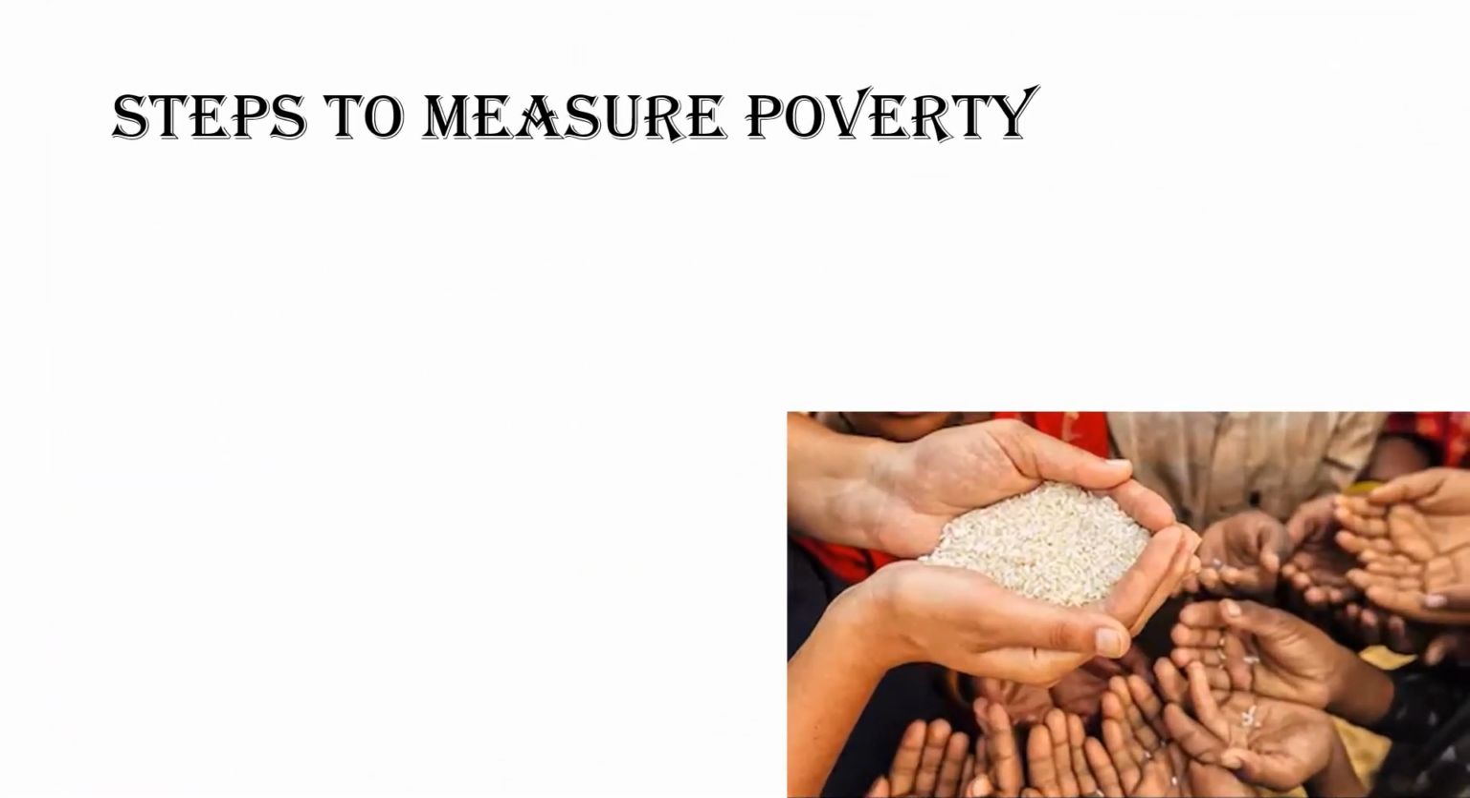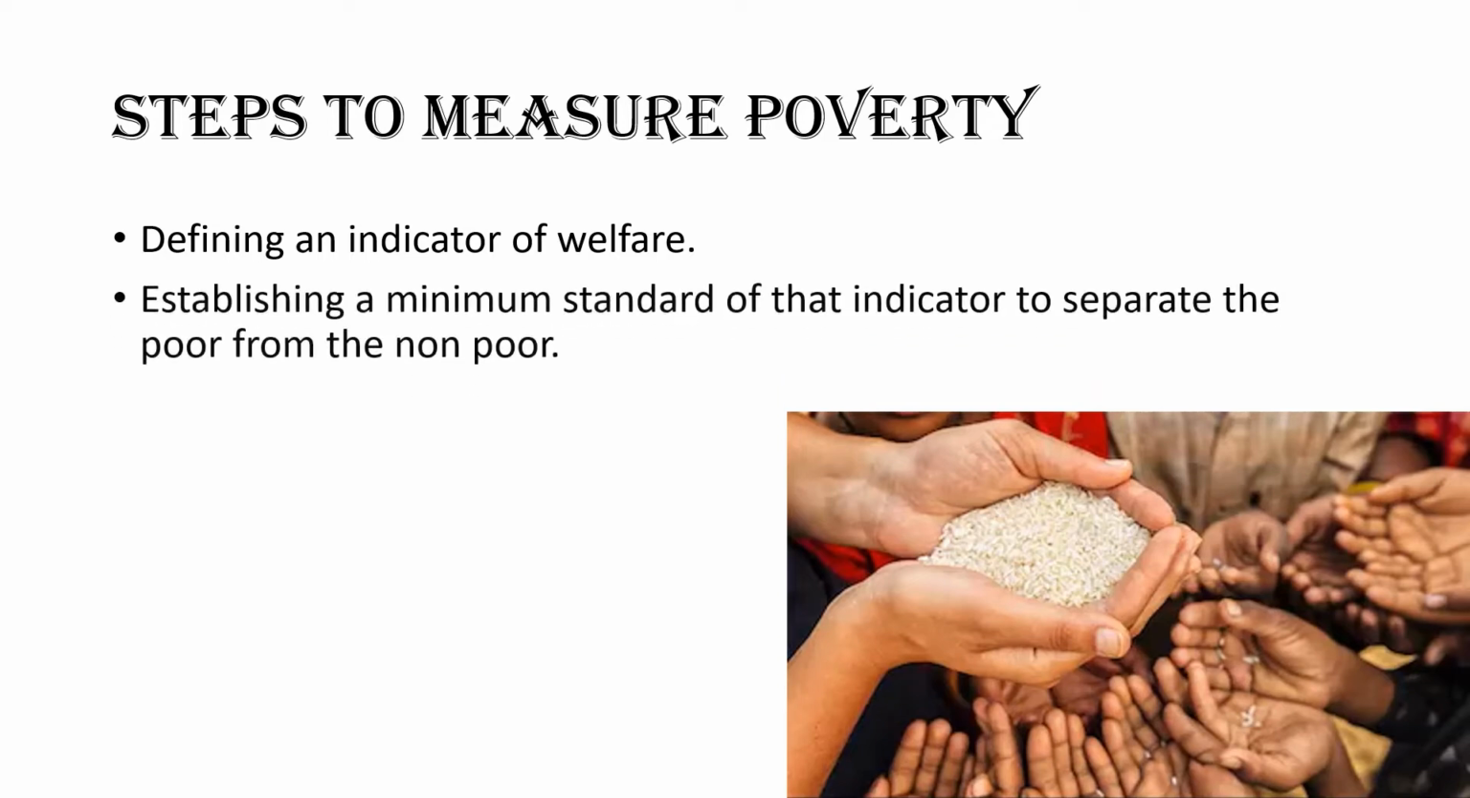Poverty can be measured in the following three steps. Defining an indicator of welfare for that society. Establishing a minimum standard of that indicator to separate the poor from the non-poor. Generating a summary of statistics to aggregate the information from the distribution of this welfare indicator relative to the poverty line.